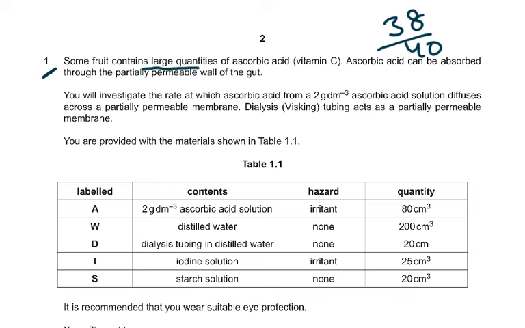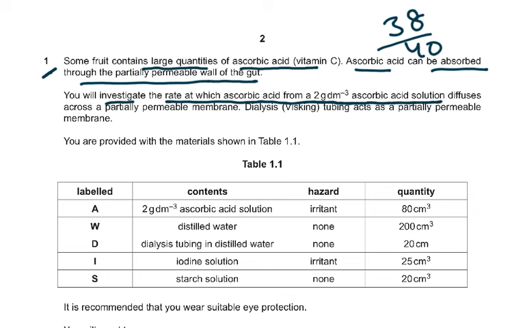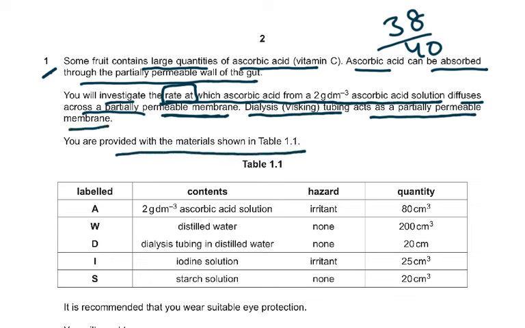Some fruit contains large quantities of ascorbic acid, vitamin C. Ascorbic acid can be absorbed through the partially permeable wall of the gut. You will investigate the rate at which ascorbic acid from 2 gram dm cube ascorbic acid solution diffuses across a partially permeable membrane. Now, dialysis tubing acts as a partially permeable membrane. You are provided with material shown in table 1.1.